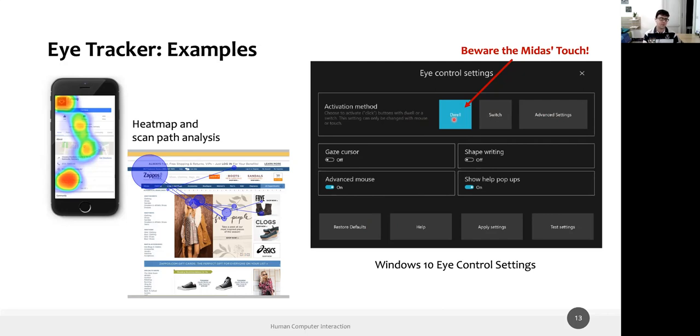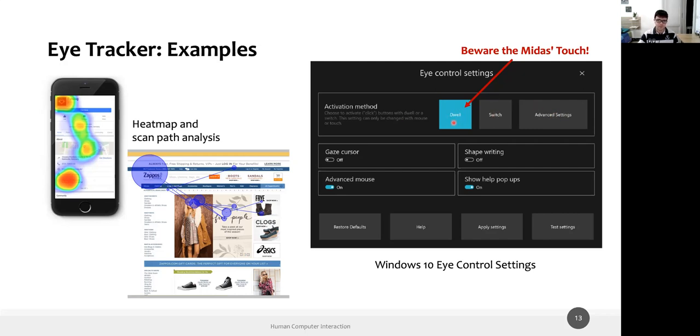And we don't have this problem with a touchscreen, because we just have a look at the phone or tablet, and when we want to press something, we press it separately with our hands. With a tracker, we don't have this discrimination. Everything could be potentially clickable. And we need a way to say, okay, I'm just interested in reading dual, switch, advanced settings, or I'm interested in pressing this button or this button or this button.